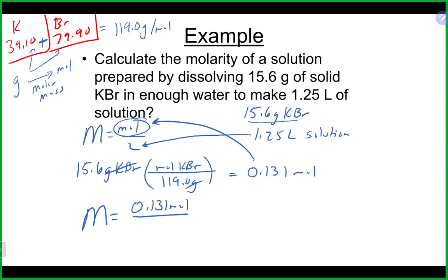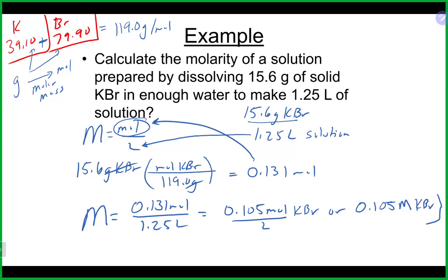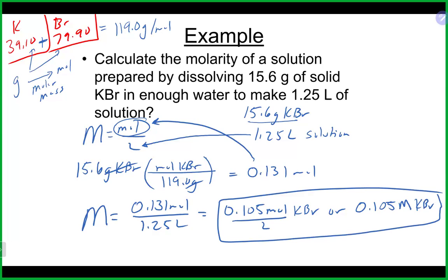0.131 moles divided by our 1.25 liters. And it's going to get us something like 0.105. Now the units on this do not cancel out, so you can leave it one of two ways. You could leave it as moles per liter, and again, the moles stay with the number, and you could call it KBr. Or if you want at this point for your answer, you can put the big M back in and do KBr as well. So either way is acceptable in terms of units here at the end. Any questions on that calculation there?